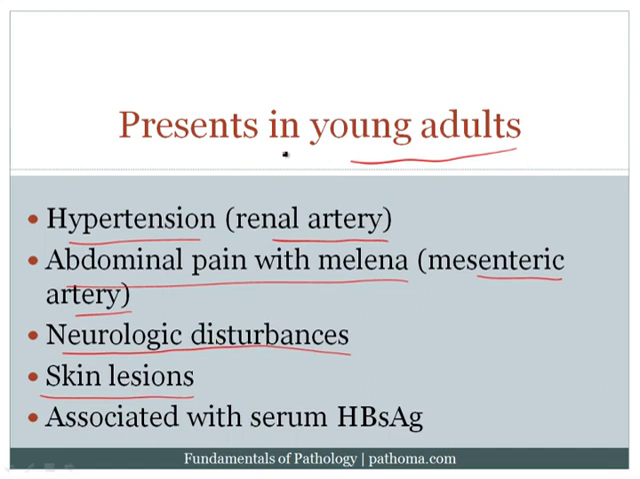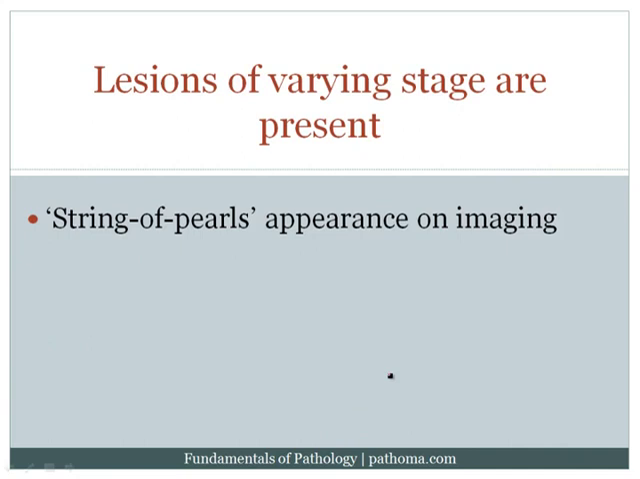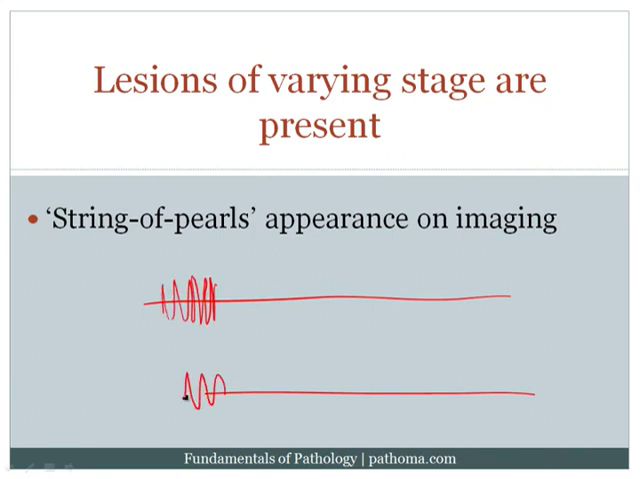One of the high-yield associations to be aware of is that in patients with polyarteritis nodosa, you often find a serum hepatitis B surface antigen in those patients. And so that's something to be aware of. Now, interestingly, the lesions of this particular disorder are present in varying stage. So in some, when you look at the blood vessel, you might find some early lesions, and the early lesions consist of transmural inflammation, so that the whole wall is inflamed with a characteristic finding called fibrinoid necrosis.